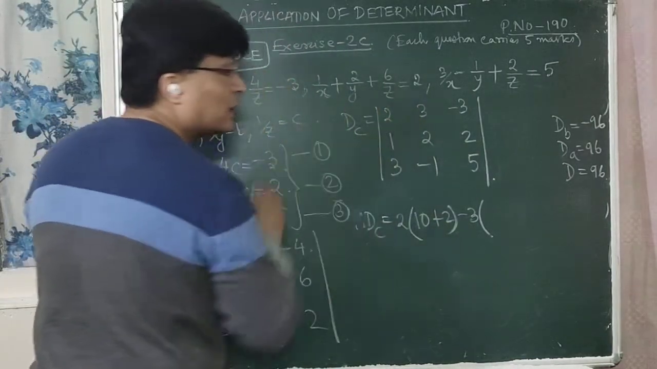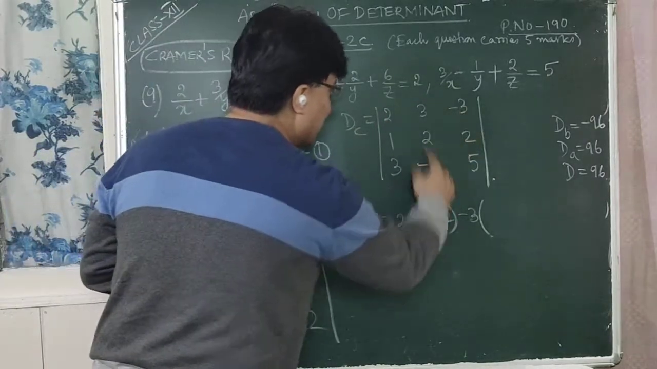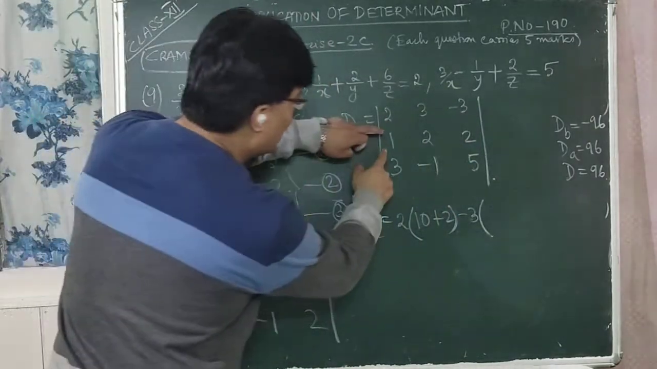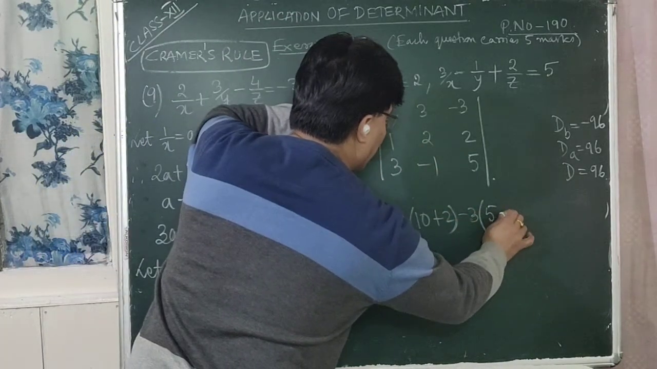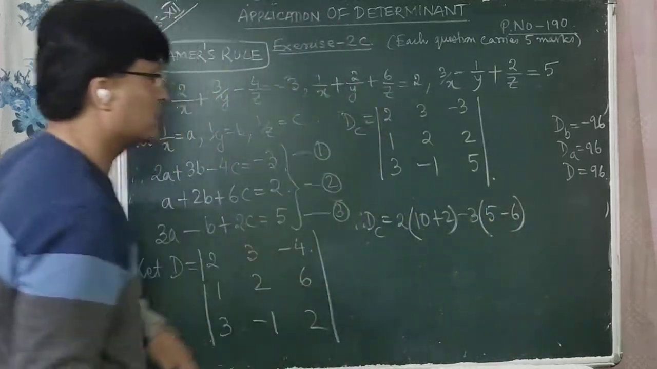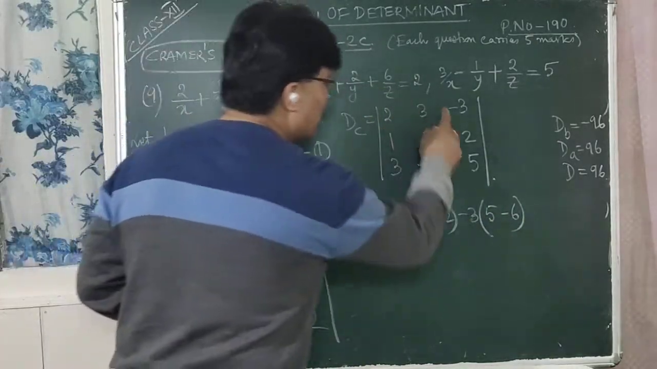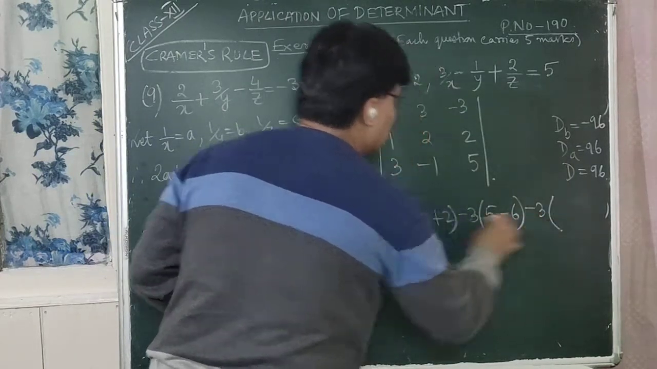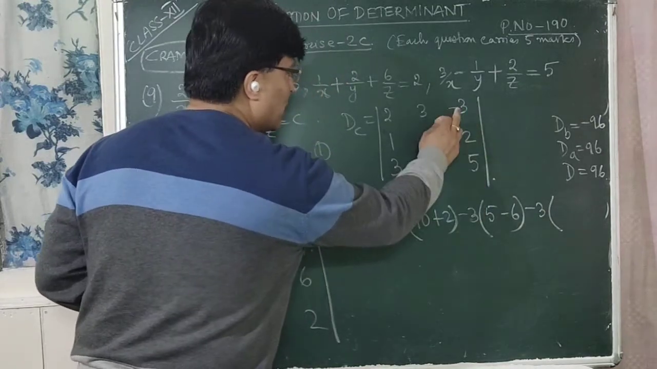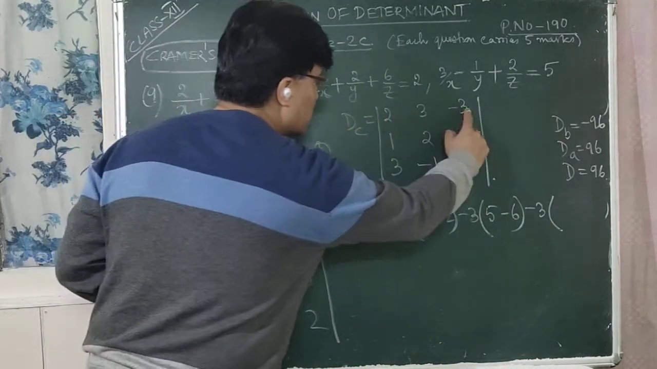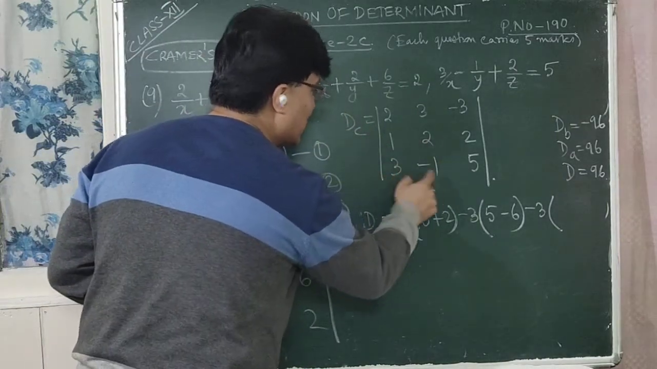Now if you consider the element 3, you have to delete the row and the column through the element. That is first row and second column are deleted. What remains? 1, 2, 3, 5. So 1 5s are 5, minus 3 2s are 6. Is that clear? Next, plus, but plus and minus, minus 3. So within bracket, what do we get? Delete the row and the column through the element minus 3. That means first row and third column are deleted. What remains? 1, 2, 3, minus 1.